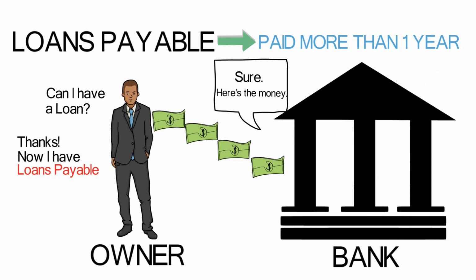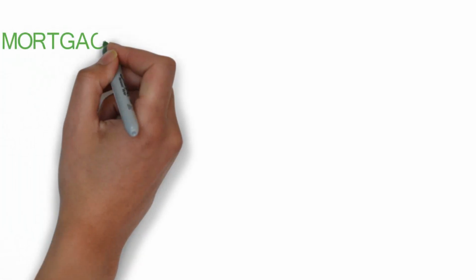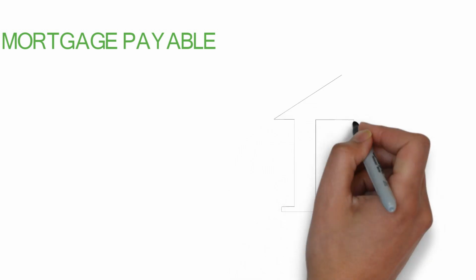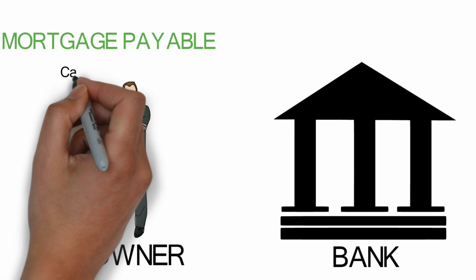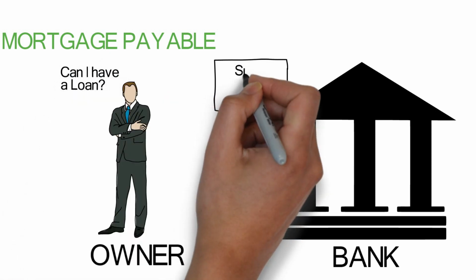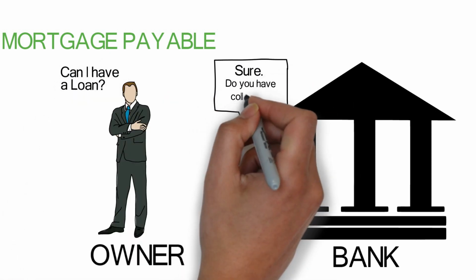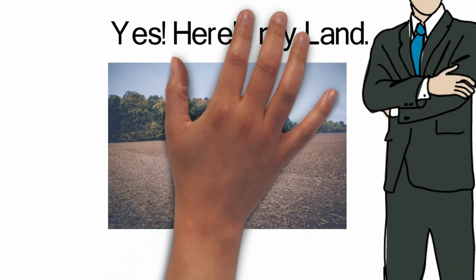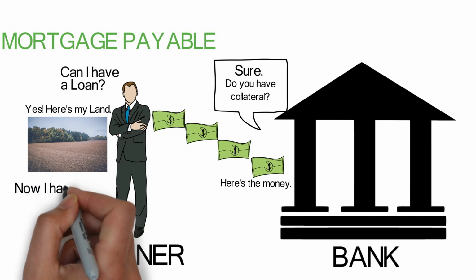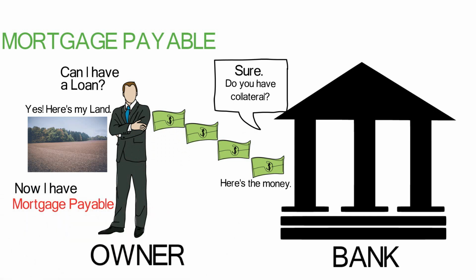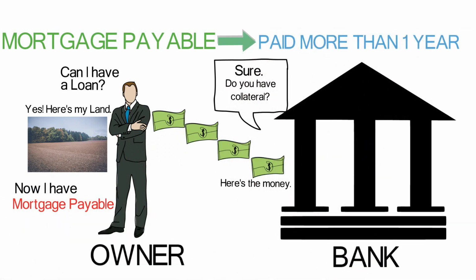Loans payable are usually paid for more than 1 year. Another example of a non-current liability is mortgage payable. Mortgage payable is similar to loans payable. These are debts usually from a bank or other financial institution, but with a corresponding asset as collateral. If you loan from a bank and you present your land as collateral, then that is a mortgage. Mortgage payable. Again, mortgage payable are usually paid for more than 1 year.